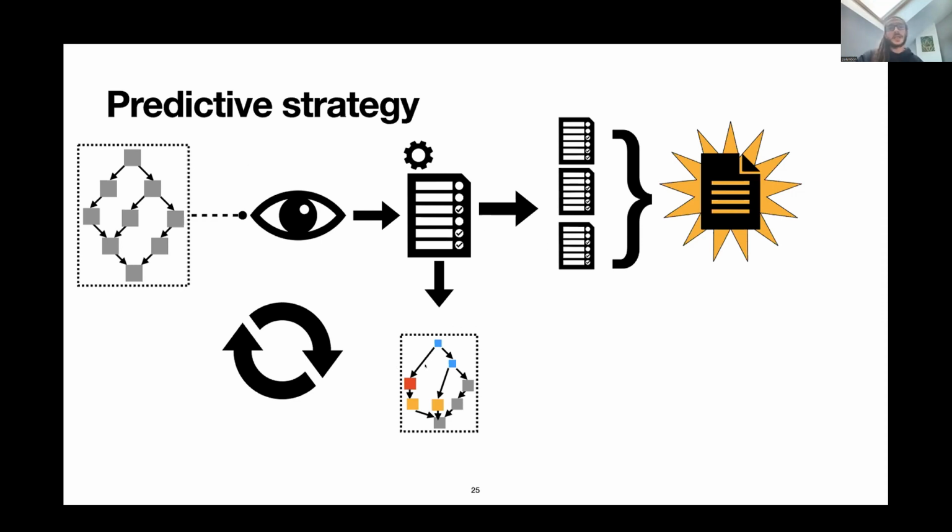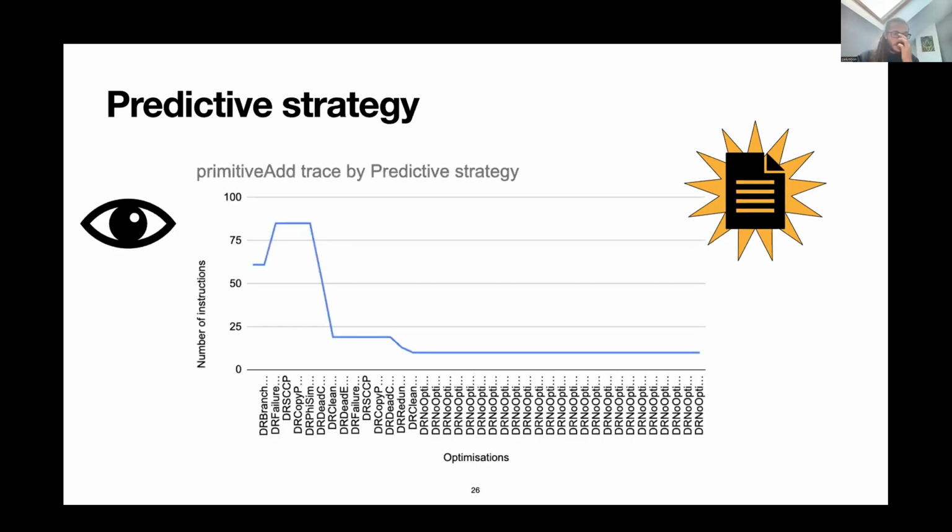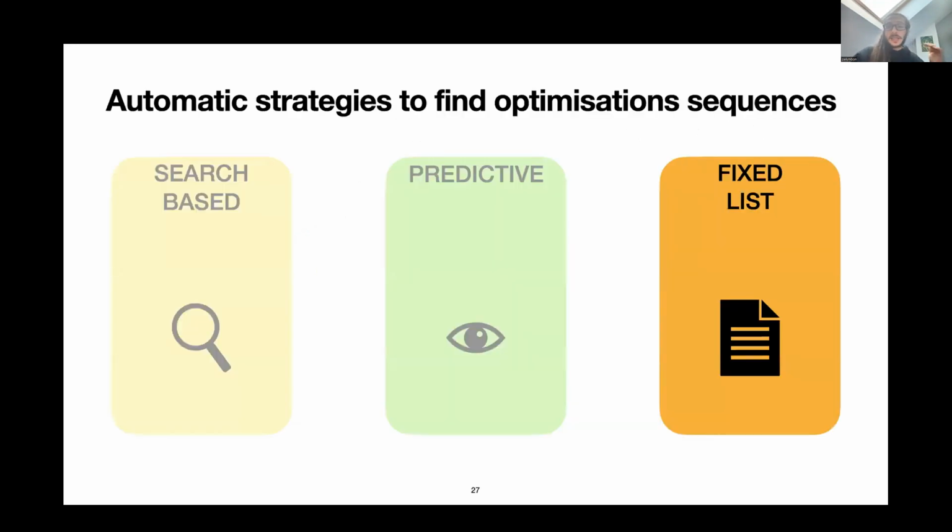And it finishes when the result is not better than the original, so it has more or equal number of instructions. At the end, you have these chunks of optimizations that, when you concatenate them, give you the final list. So this is another strategy, and we can see here how it arrived at the same result in a different way.